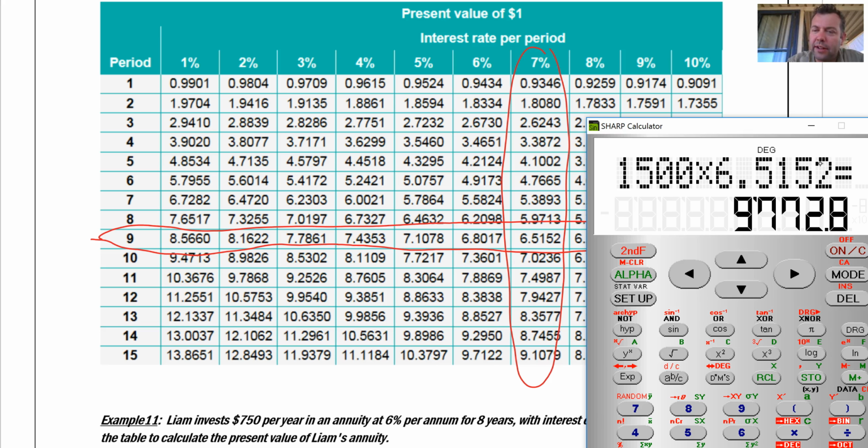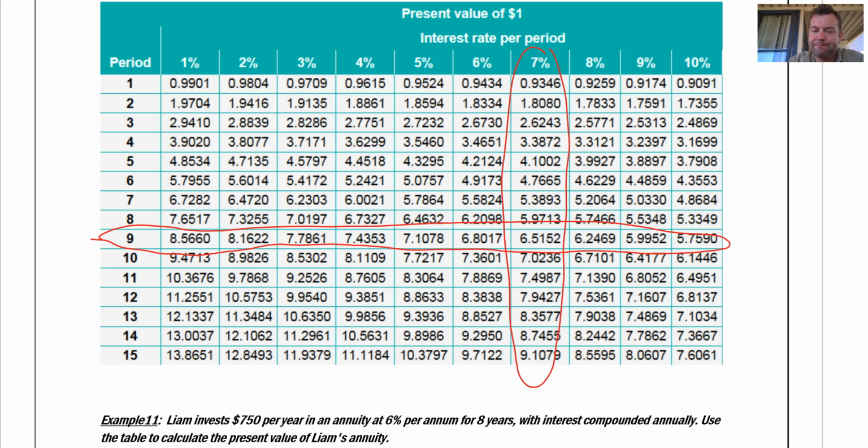So that's what the present value is. It's not the future value. It's not what's in there at the moment. It's what amount needs to be in there now and left alone with no extra contributions to be worth the same amount in the future.